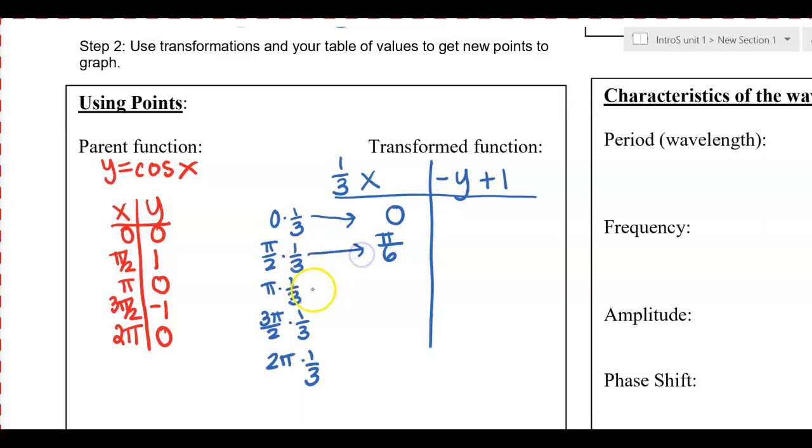So that became pi over 6. So pi times 1/3 will be pi over 3. Here the 3's will cancel because they have a common factor in the numerator and denominator, so that will give us pi over 2. And then 2 pi times 1/3 will give us 2 pi over 3. Okay? And then you can take all the y values, take their opposite, and add 1 to them. I think you guys are a little more familiar with that, so I'm not going to write those ones out as much.